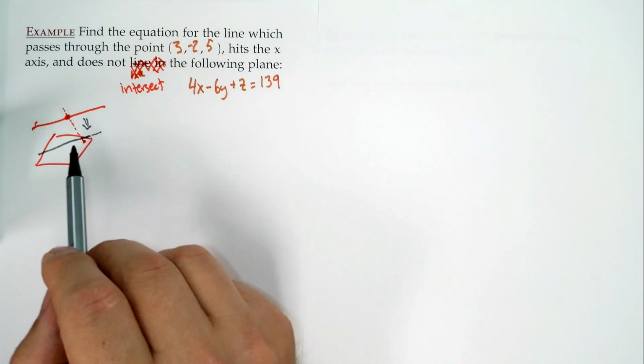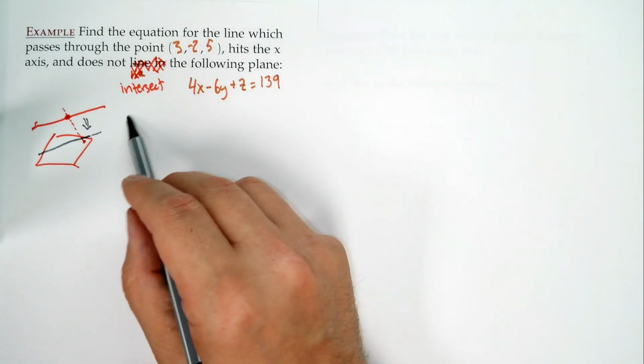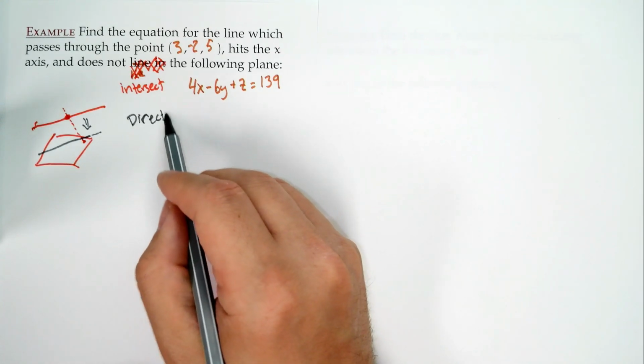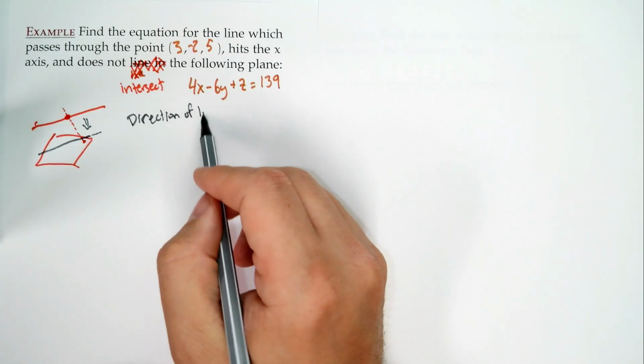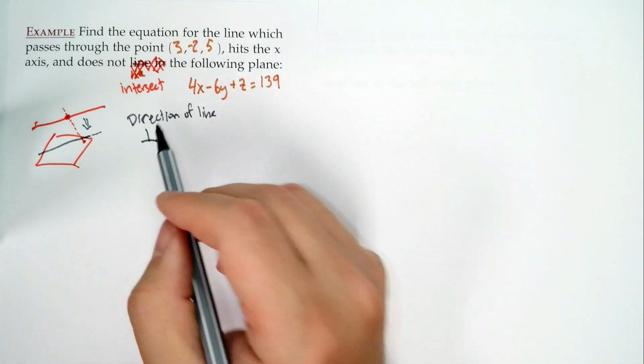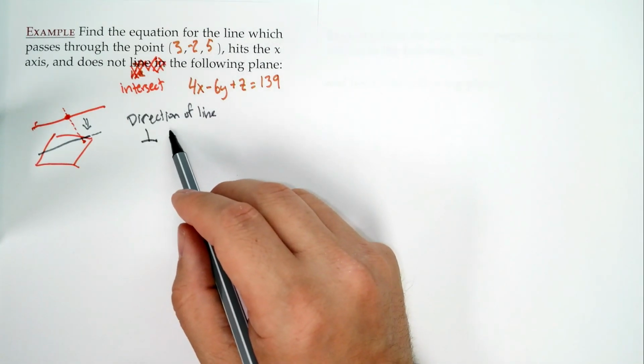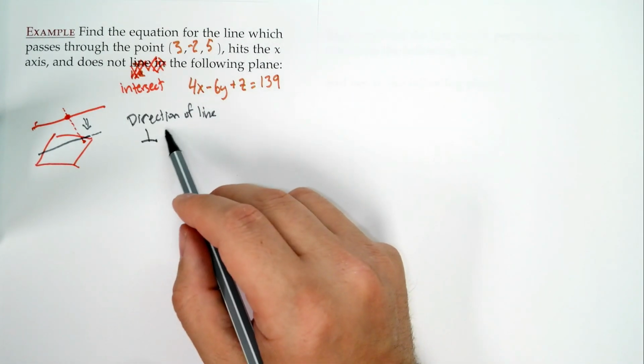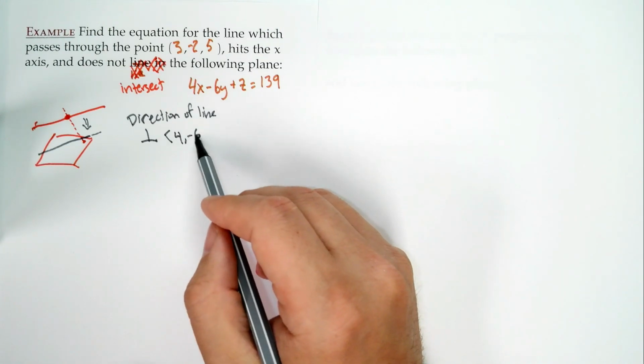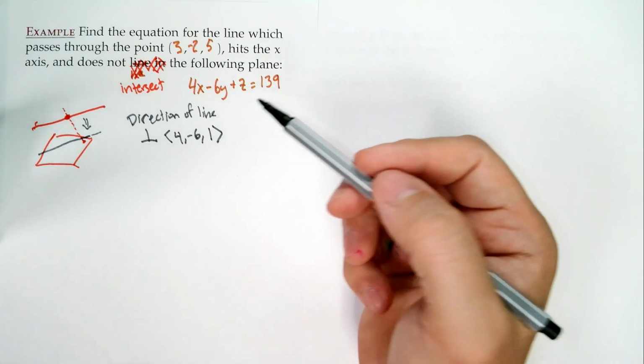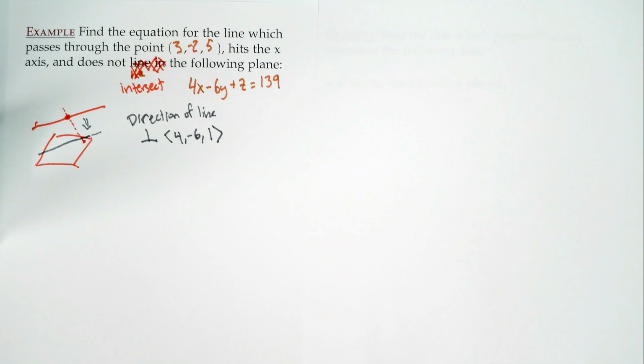So, the moral is that the direction of the line has to be perpendicular to the normal vector. So what's the normal vector? Well, 4, -6, 1. All right, so that's good news. So we know that the direction of the line has to be perpendicular to 4, -6, 1. We don't have a second fact, though, about the direction of the line yet. So let's see what else we can figure out.